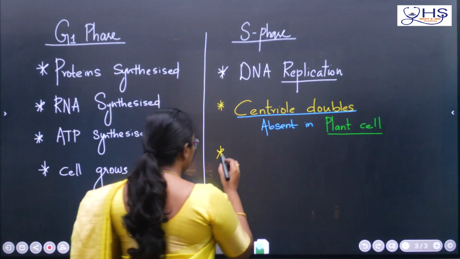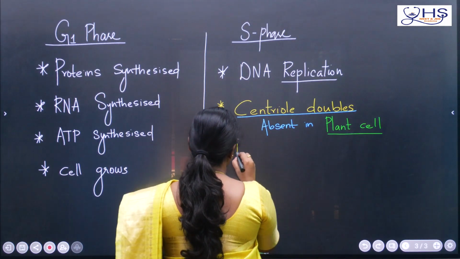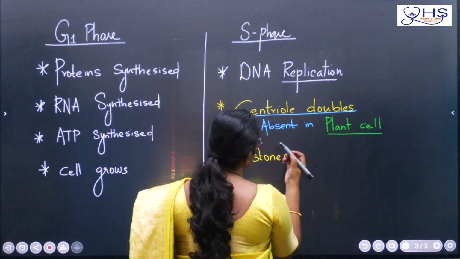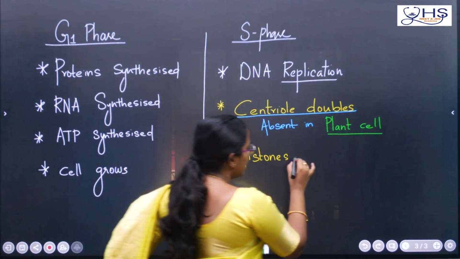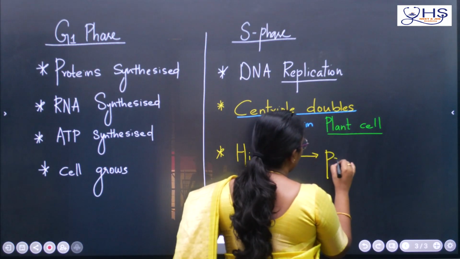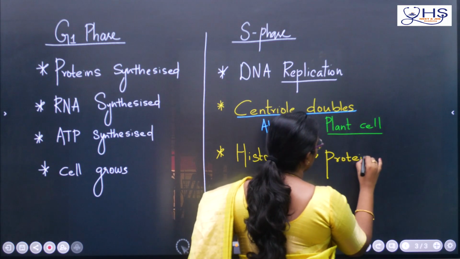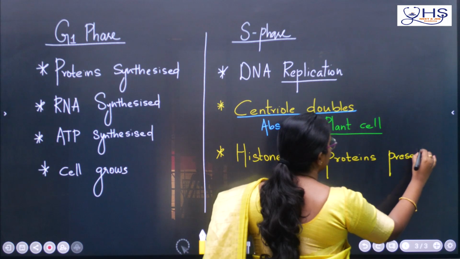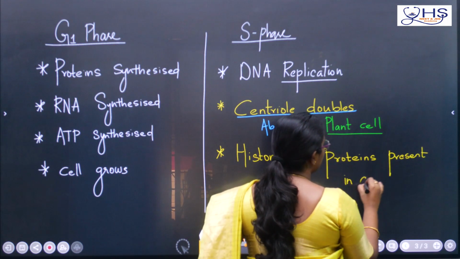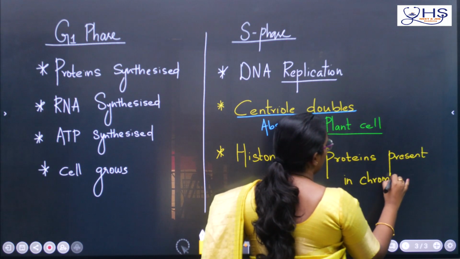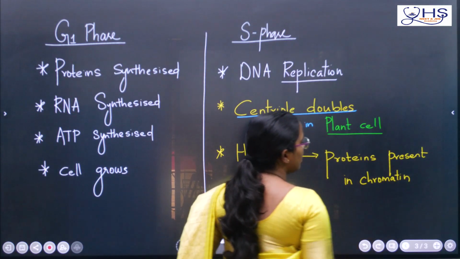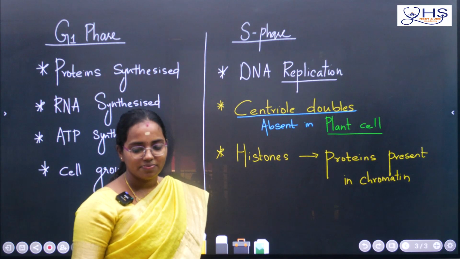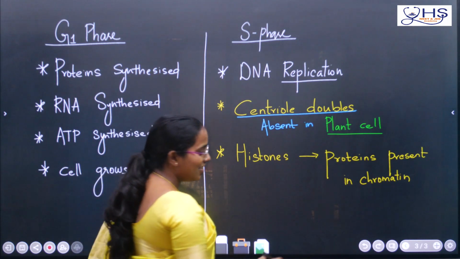After this, histone proteins will be synthesized. What is histone? Histones are the proteins present in chromatin. Next question, what is chromatin?